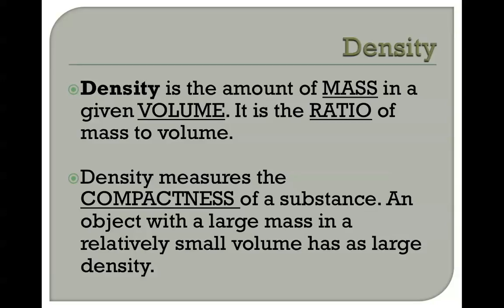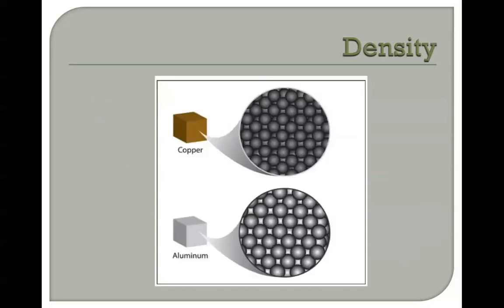It's that ratio of mass to volume. We can also talk about the density in terms of the particles, because this measures the compactness of a substance. So an object with a really large mass, or amount of matter, and a really small amount of space or volume has a large density because we compacted a large amount of particles into that amount of space. So here you can kind of see, looking at the particles and seeing how they're packed in can help us observe density.